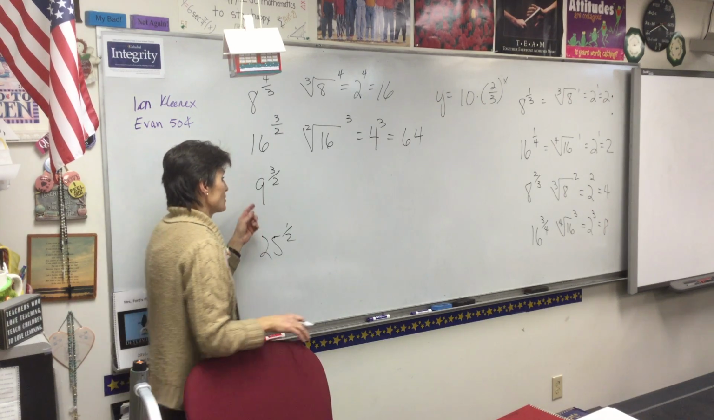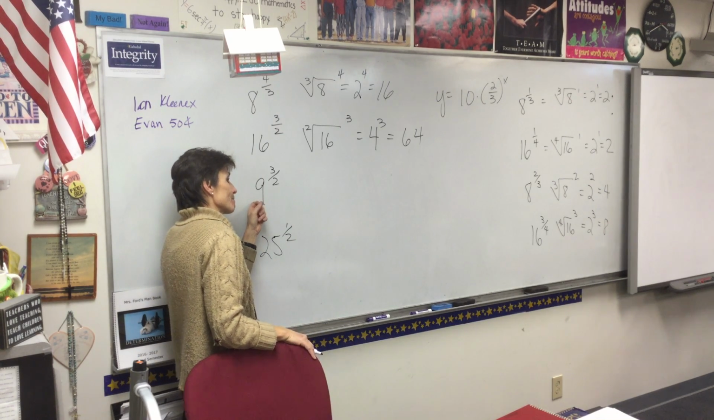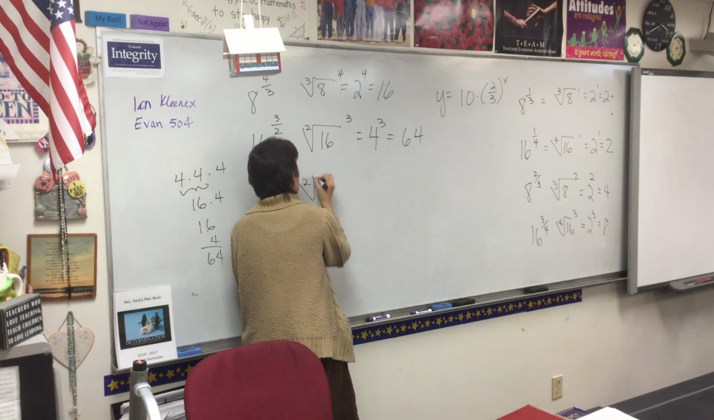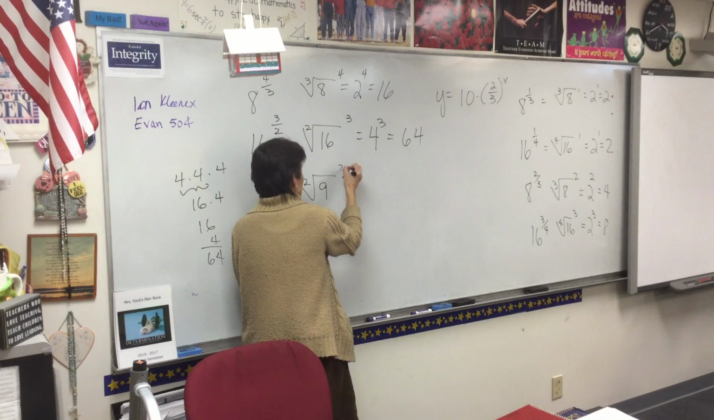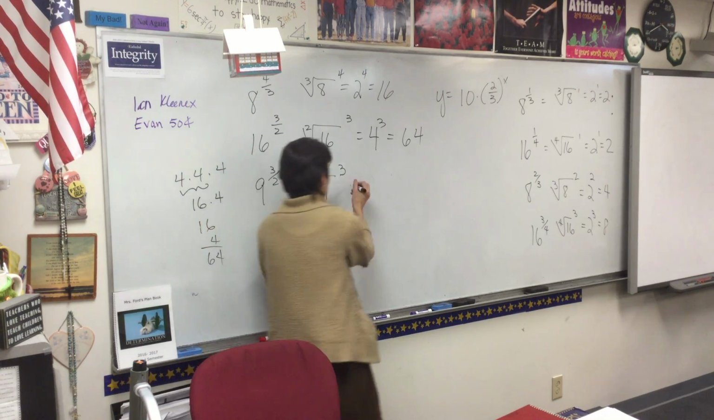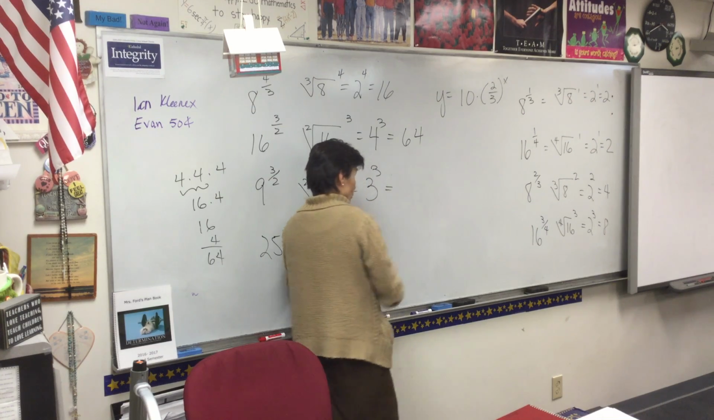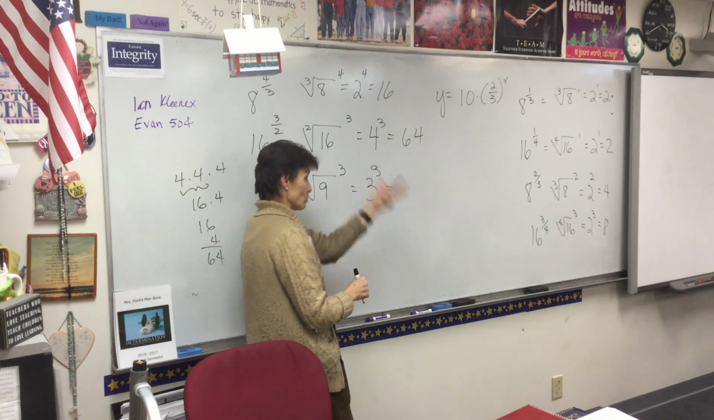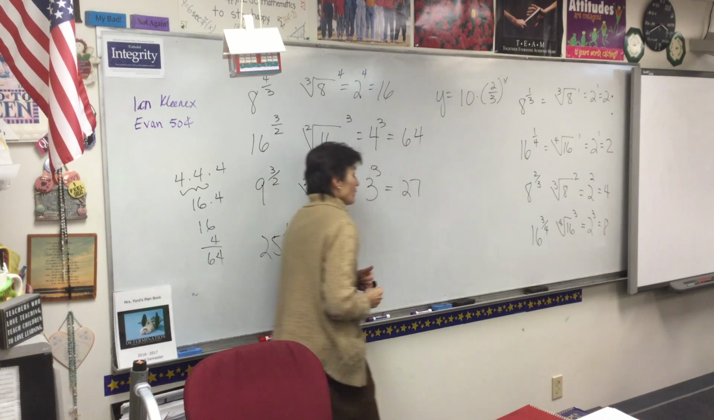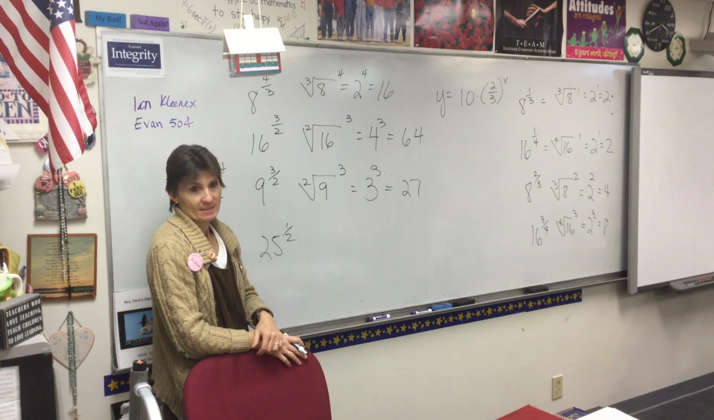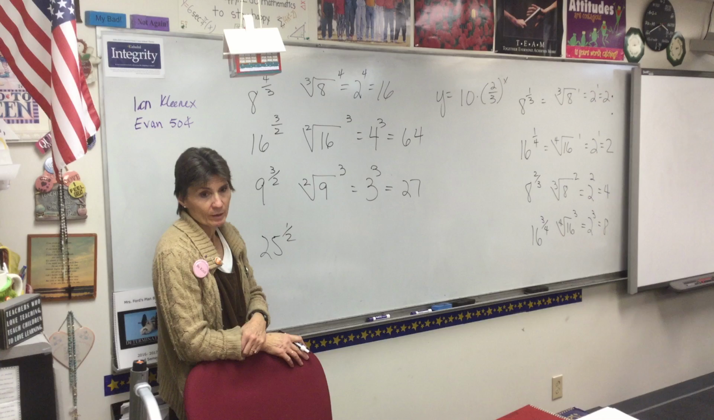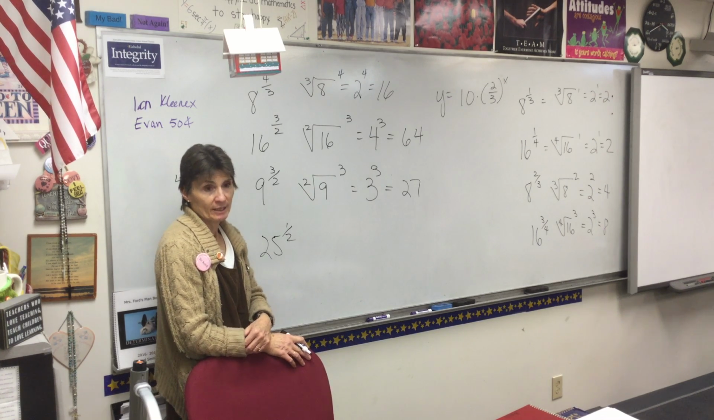All right, Rylan, what's this one say? 9 to the 3/2. So the square root of 9 to the 3rd. What's the square root of 9? 3. 3 cubed means 3 times 3 times 3, which is what? 27. You are exactly right. Are those always going to be like even? Yes. I said, if I'm not giving you a calculator, I'm going to take care of you, okay? Obviously, if you have a calculator, it doesn't matter.